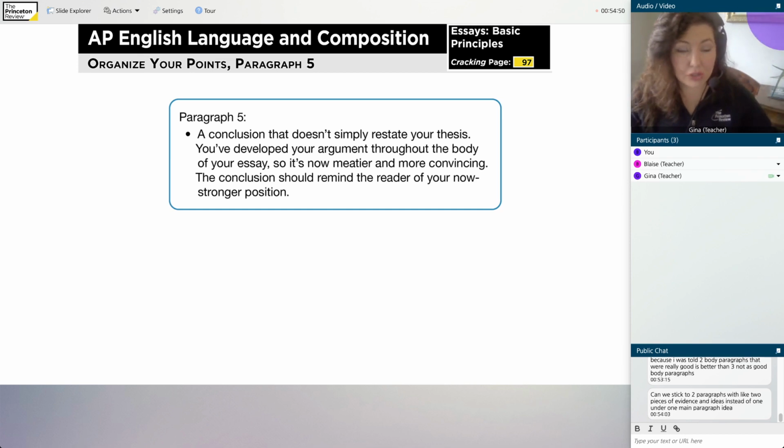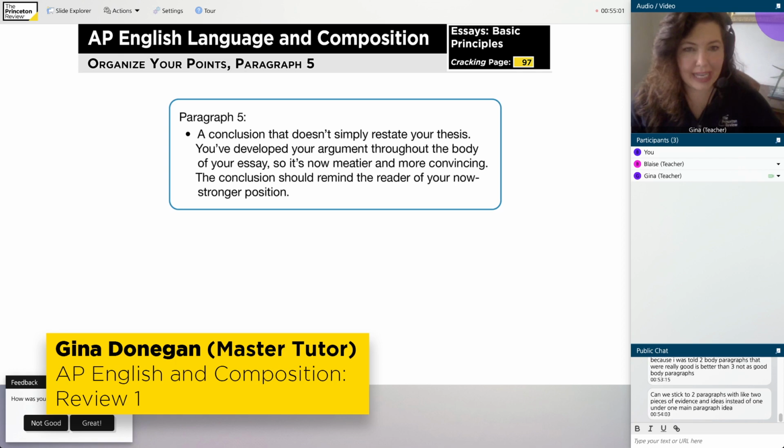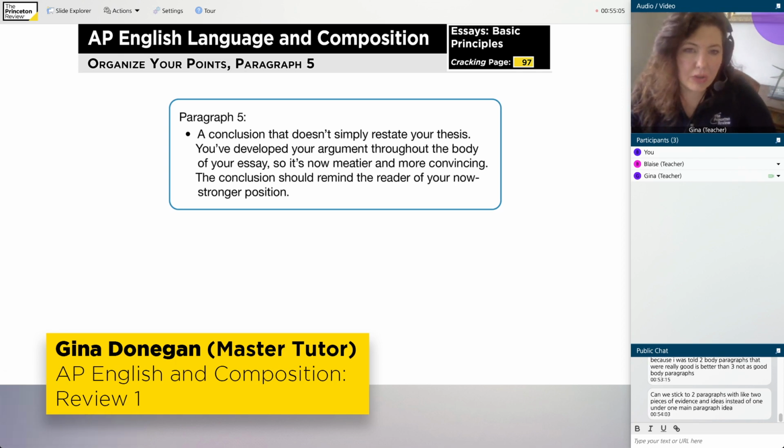It, first of all, shows the grader that you finished writing your essay. You do not want your essay to look unfinished. You don't want to make it look like 45 minutes was up and you were unprepared for the end, right? You want to show that you finished the essay. And you're also trying to restate some of your major points.